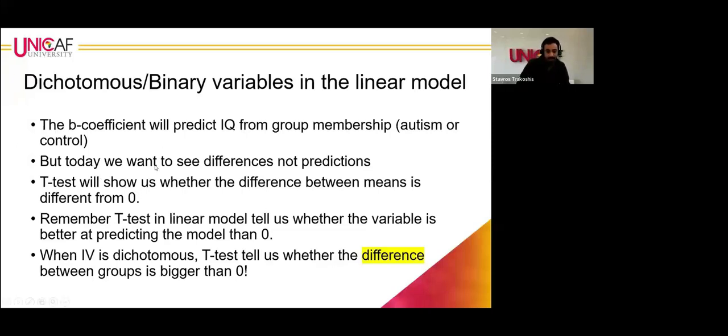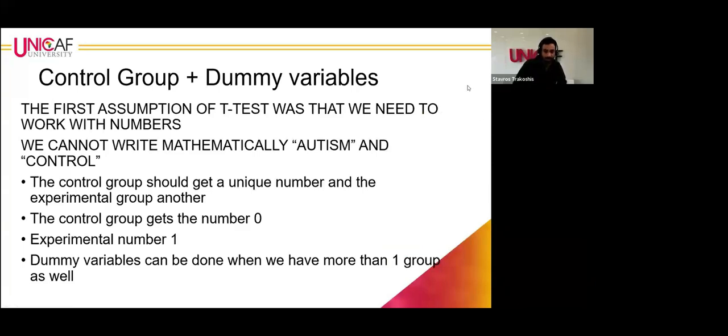But what is happening is that it will show differences and it will not make predictions in this case. And the t-test will show us whether the difference between means is different from 0. Remember that the t-test in linear models tells us whether the variable is better at predicting the model than non-predicting. When the independent variable is dichotomous, the t-test tells us whether the difference between groups is bigger than 0. And we will look at this later.